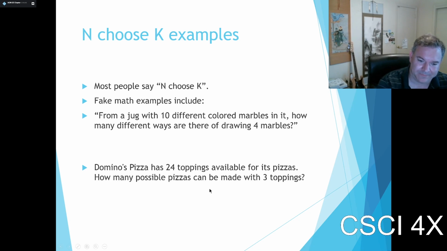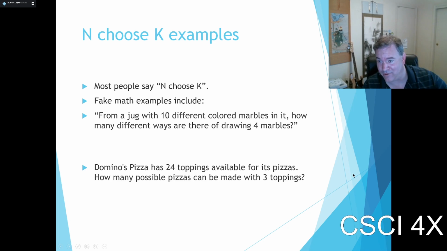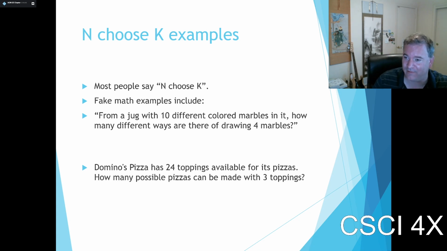So here's a better one. Domino's Pizza has 24 toppings available for its pizza. When I made this slide, I actually counted, and you can pick 3 of them for a 3-topping pizza. Let's say there's a coupon. You choose it. You get half off a 3-topping pizza. How many different 3-topping pizzas are possible with 24 toppings available?